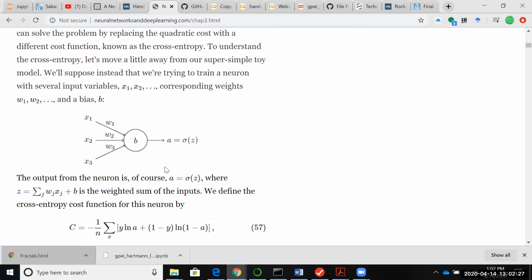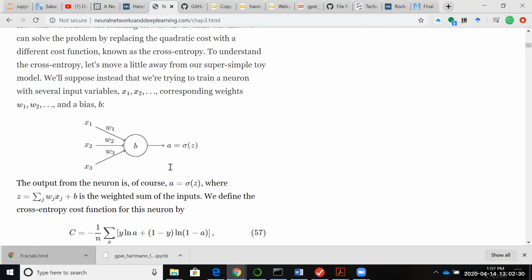So again, here is a neuron which has 3 inputs, 3 weights and a bias. Of course you take the weighted sum of these inputs, add the bias, and you get Z. Z is then fed into the sigmoid function, and you get A. This A is normalized between 0 and 1 by going through the sigmoid function, and that will be your output. The output from the neuron is A.